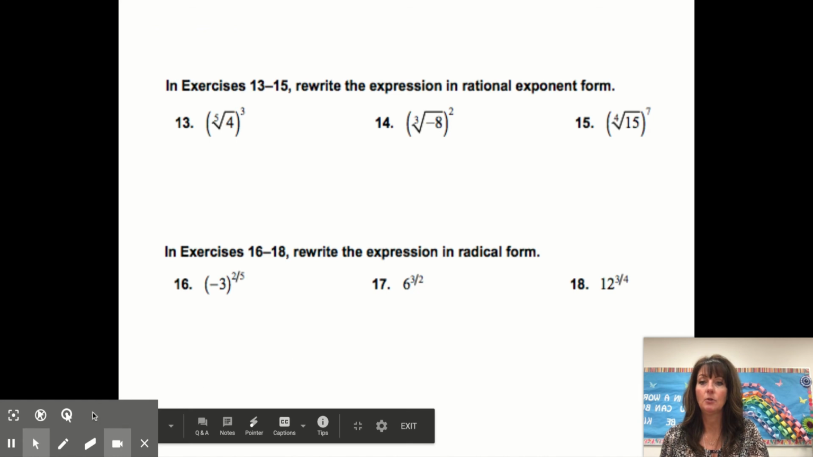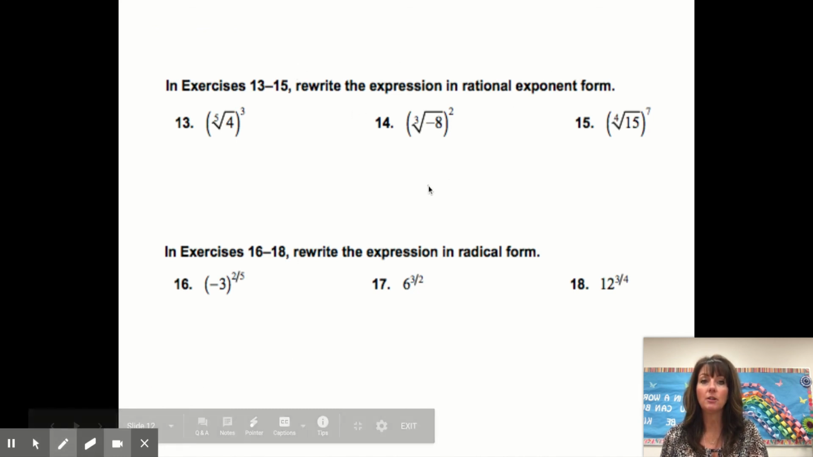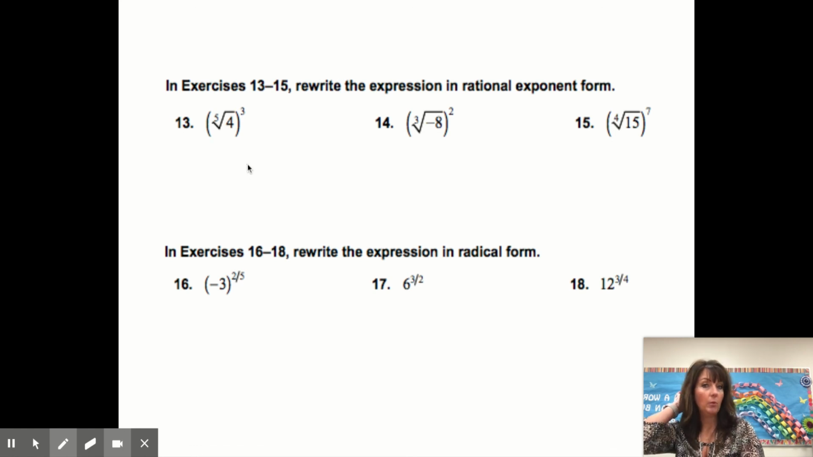All right, we're going to rewrite it as a rational exponent. So we're working backwards now. Remember that n is the index and n is the denominator. So we can rewrite this to be 3 over 5. That's 4 to the 3/5 power.